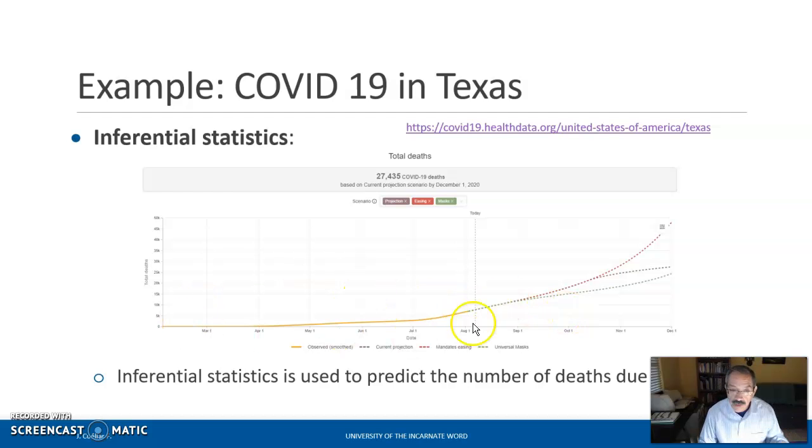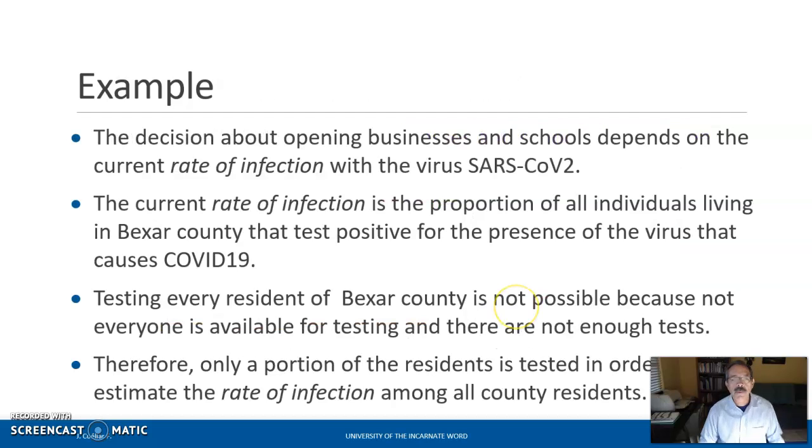So we're using a sample to make projections for the population in the future. In other words, what we have observed currently to what will happen in the future. So that's an example.